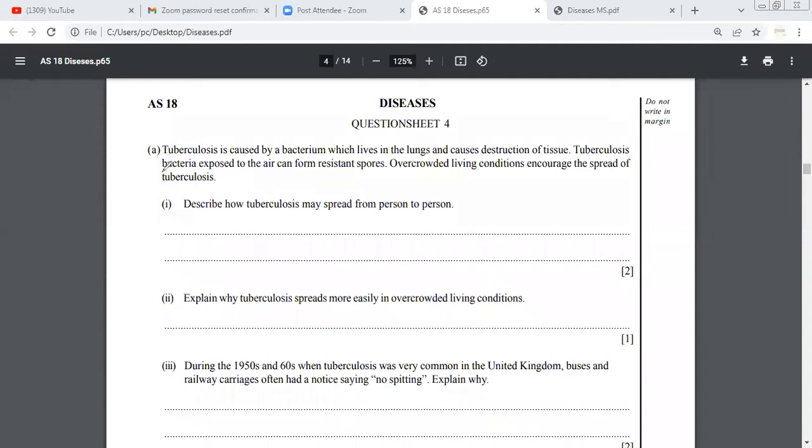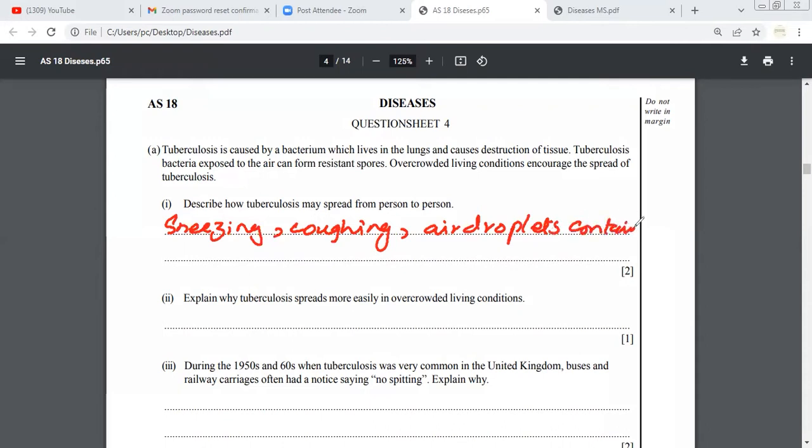Okay, now question number 4. Tuberculosis is caused by a bacterium which lives in the lungs and causes the destruction of the tissue. Tuberculosis bacteria exposed to the air can form resistant spores. Overcrowded living conditions encourage the spread of tuberculosis. Okay. Describe how tuberculosis may spread from person to person: by sneezing, coughing, air droplets containing infected bacterial spores.